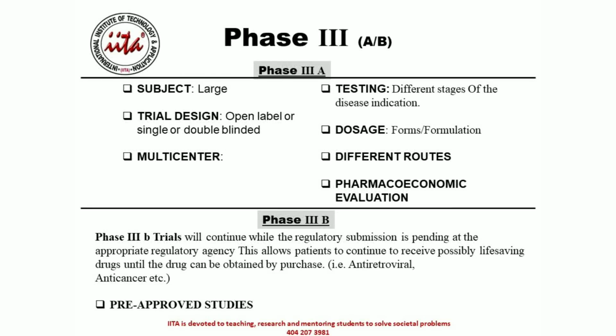Phase 3, A and B. Phase 3A, subject numbers would be large. Trial design: open label or single or double blinded. It's multi-center. Testing different stages of the disease indication. Dosage forms and formulation. Different routes. Pharmacoeconomic evaluation. Phase 3B. Phase 3B trials will continue while regulatory submission is pending at the appropriate regulatory agency. This allows patients to continue to receive possible life-saving drugs until the drug can be obtained by purchase.